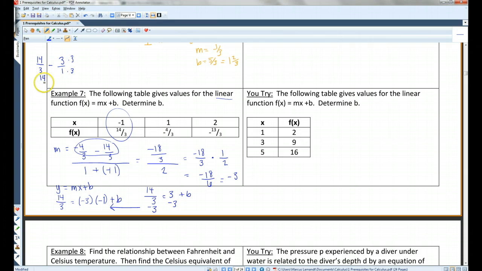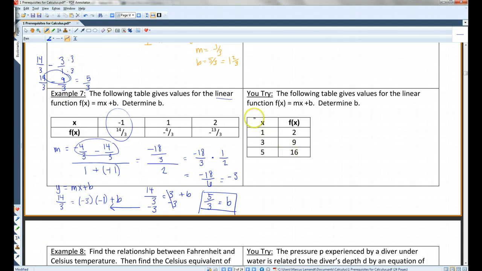So I've got 14 over 3 minus 9 over 3. Just work with the tops, and you get 5 over 3. So b, this goes away, b is 5 over 3. And that's what we're looking for.